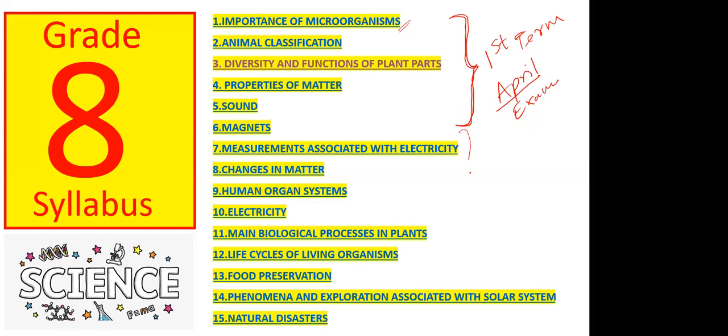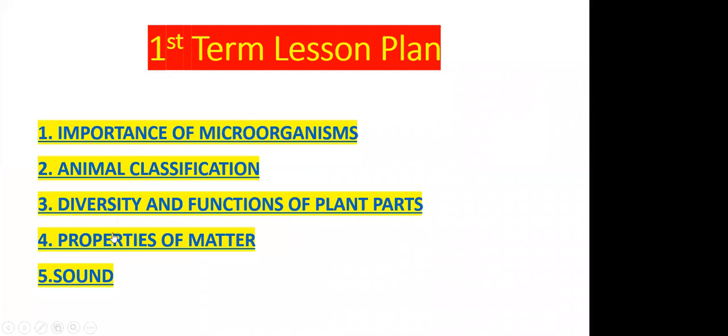First term lessons we have planned, second term lessons we have planned, and third term lessons we have planned. From January to April, we will cover the first term lessons. This is the first term plan. 5 lessons I have put. Sometimes the 6th lesson also we will do, if we have time, as an extra lesson.